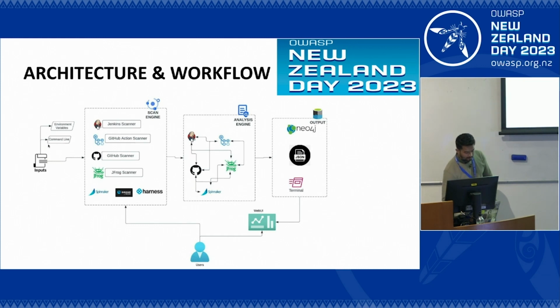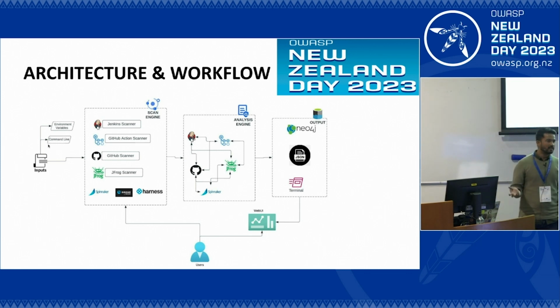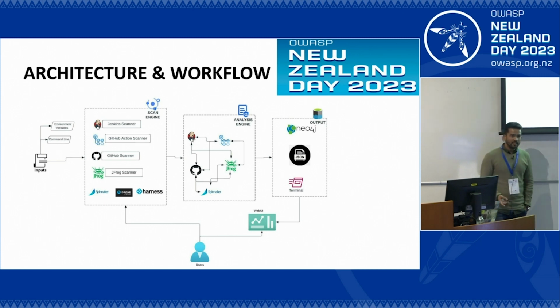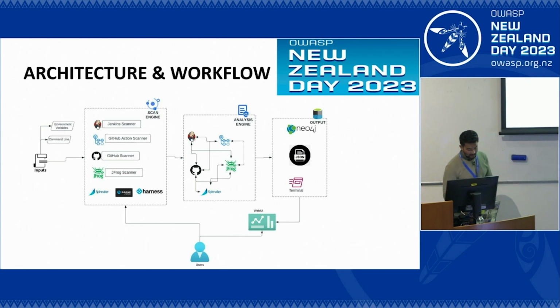And as you can imagine, in order to run the scanner, we will need a certain authentication mechanism to the target environment. There are two ways to input that authentication detail. One is the environmental variable, and the other is you can provide it by command line input as well.